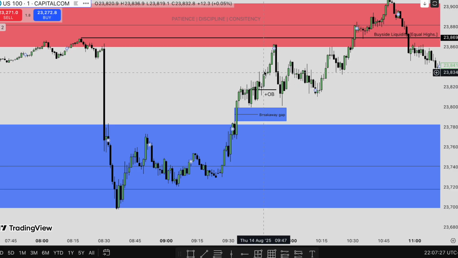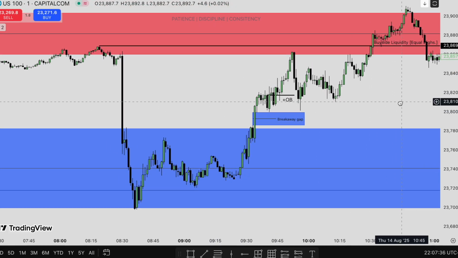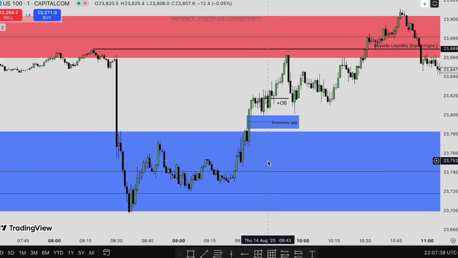Especially once we broke out higher here, I definitely didn't want to see price drop back down there. You know, if we are really bullish for the session, you know.